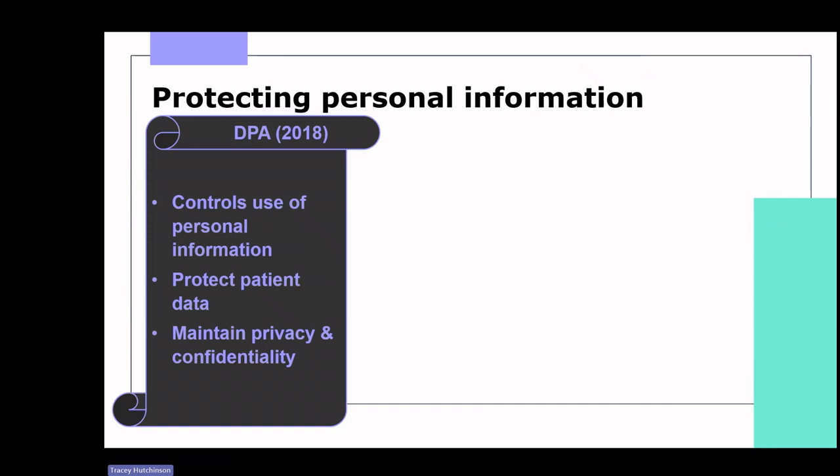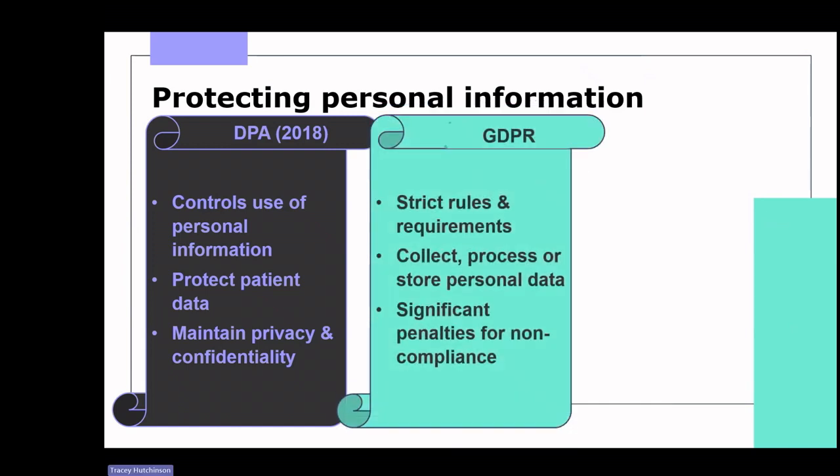The Data Protection Act, or DPA 2018, controls the use of personal information by organisations, businesses or government entities. Healthcare scientists must comply with the DPA to protect data and maintain privacy and confidentiality. The DPA aligns with the implementation of the UK GDPR, ensuring that personal data is handled in compliance with GDPR's principles and imposes strict rules and requirements on organisations that collect, process or store personal data.